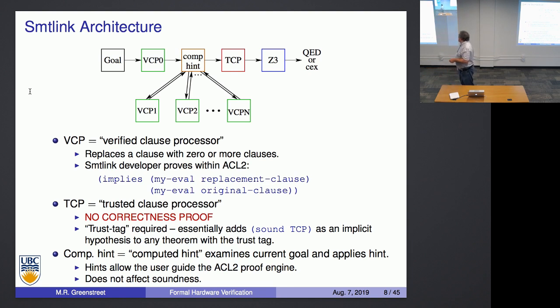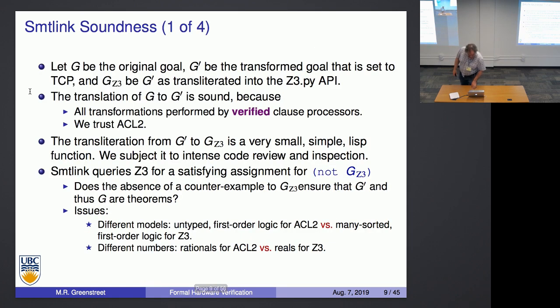Now, to do that, you have to add what's called a trust tag. And that becomes a hypothesis to any theorem that uses this, or any theorem that transitively depends upon it. So if you now want to put your logician's hat on, we just added soundness of this trusted clause processor as a hypothesis to our proof. And then your whole logical world holds together again. So yeah, we can make a simple soundness argument through the whole thing.